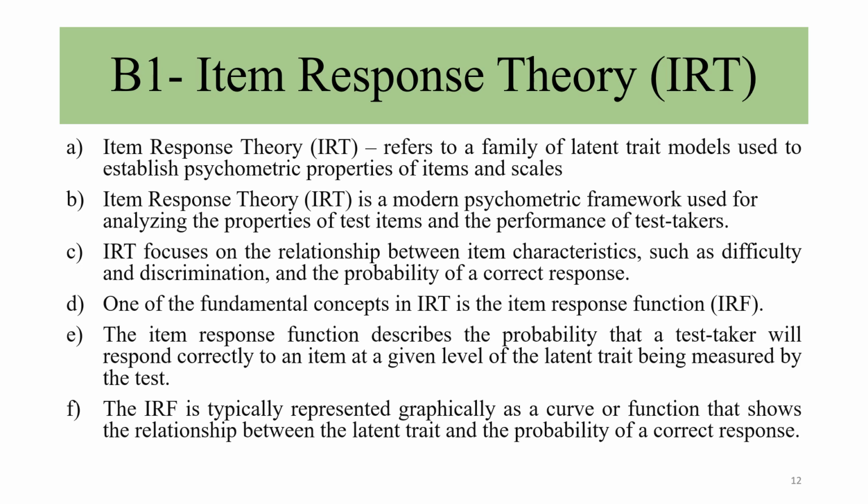Now come to F. The item response function is typically represented graphically as a curve or function that shows the relationship between a latent trait and the probability of a correct response. So the item response function tells us, if the ability is low, what is the probability of responding to the item correctly? If the ability is mediocre, and if the ability is high, what is the probability of responding to the item correctly?